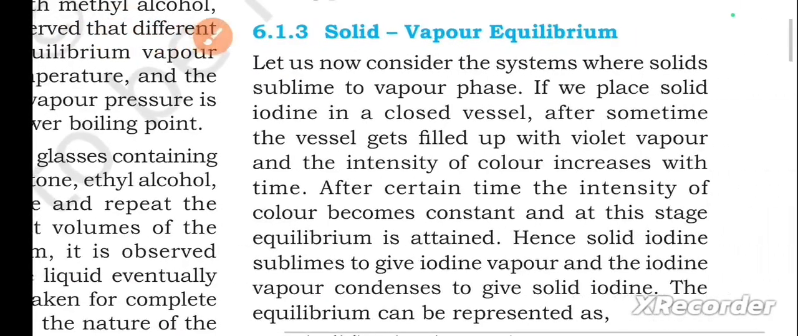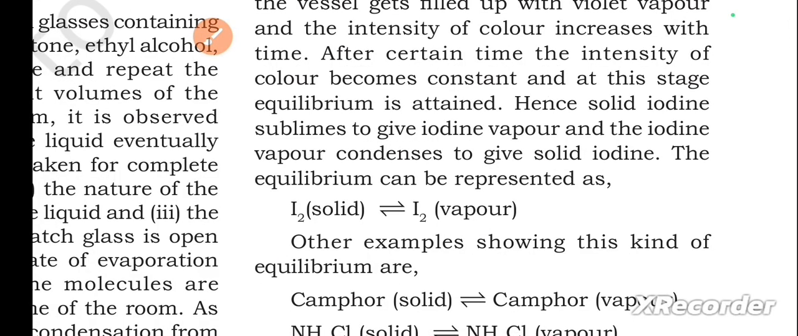Next, solid vapor equilibrium. Let us now consider the systems where solid sublime to vapor phase. If we place solid iodine in a closed vessel, after some time the vessel gets filled up with violet vapor and the intensity of color increases with time. After a certain time, the intensity of color becomes constant and at this stage equilibrium is attained. Hence, solid iodine sublimes to give iodine vapor and the iodine vapor condenses to give solid iodine.